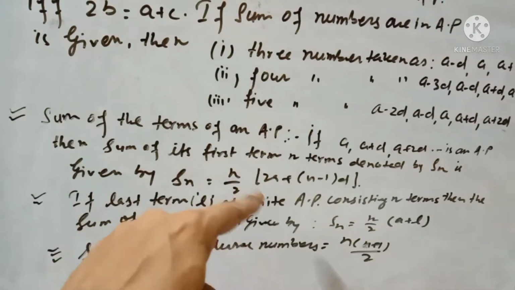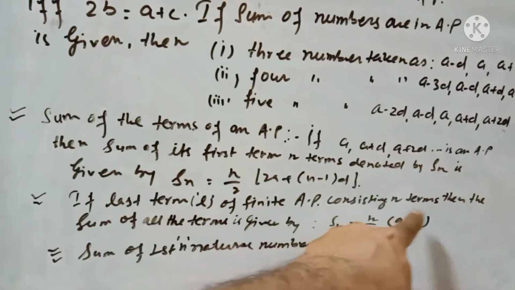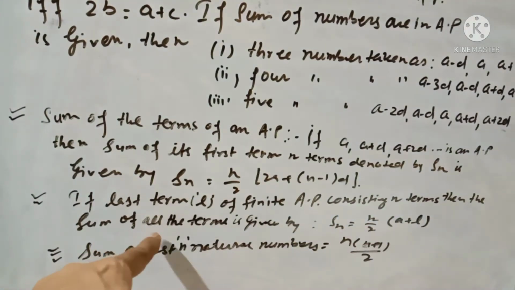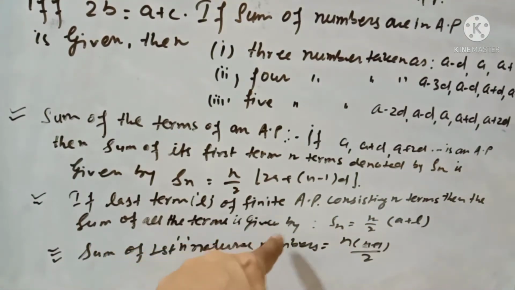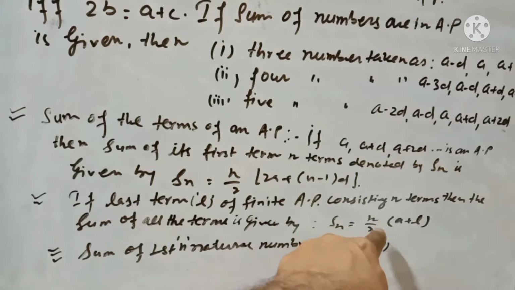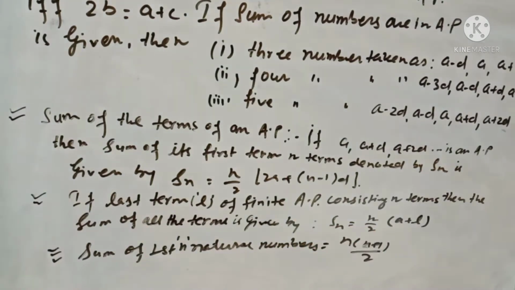If the last term L of a finite AP consisting of n terms is known, then the sum of all terms is given by Sn is equal to n by 2 into (a plus L). Sum of first n natural numbers is n into (n plus 1) by 2. These are the important points and you can call them formulas also. With these formulas we can solve all the sums from AP.